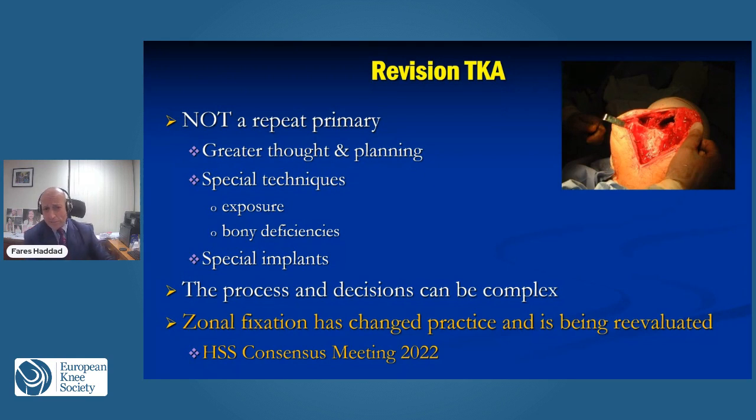Michel has already put the great and very important context here, that revision knee arthroplasty is not a straightforward thing and has a high failure rate. And we need to think that this is not a repeat primary. It needs much greater thought, much greater planning, special techniques, and indeed special implants. So the whole process and the decisions around it can be complex. And at the heart of that, I think fixation and getting durable, long-term, if possible, biological fixation is key. So that's why I think this zonal fixation concept is important.